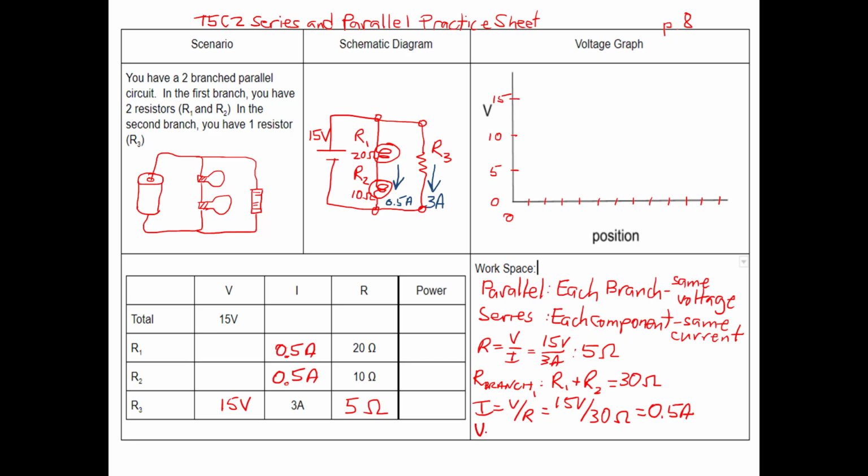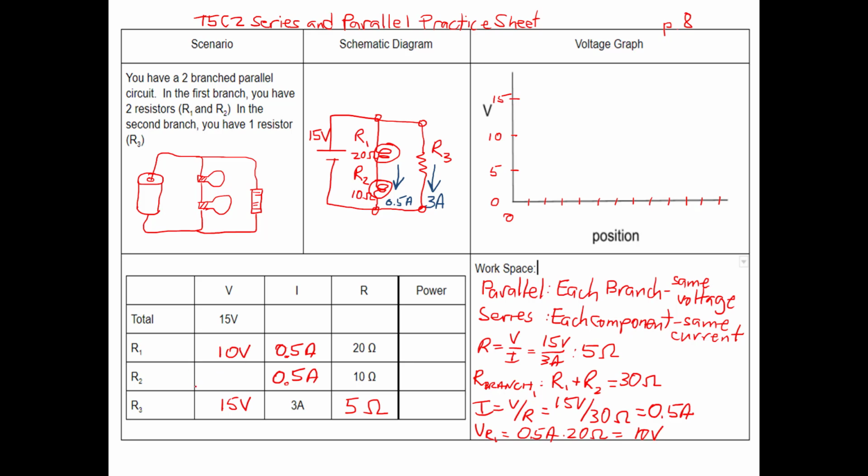So V for resistor 1 is equal to the current, 0.5 amps, times its resistance, 20 ohms. 0.5 times 20 is equal to 10 volts. Good, we got 10 volts there.